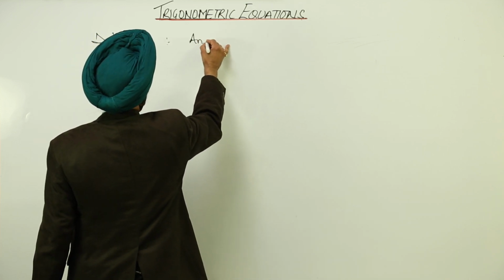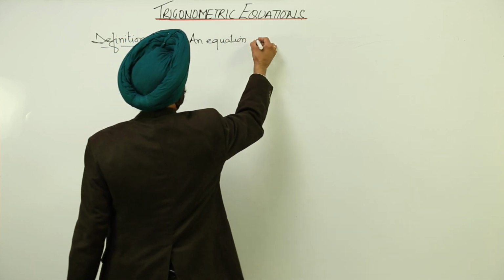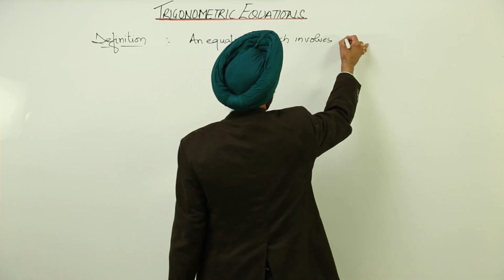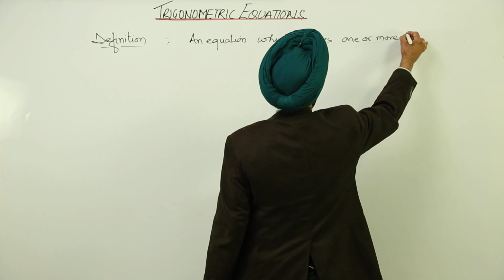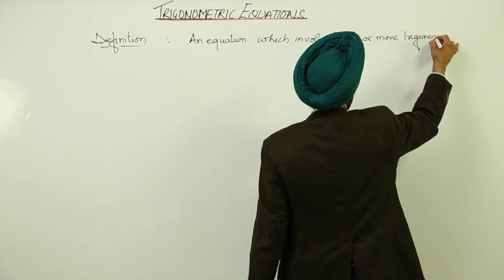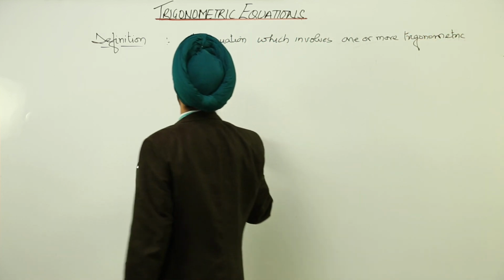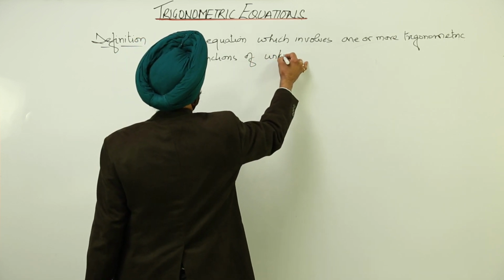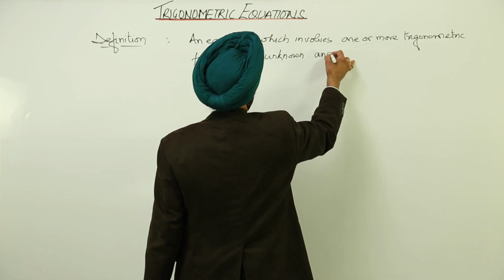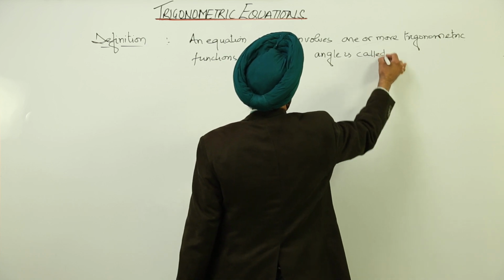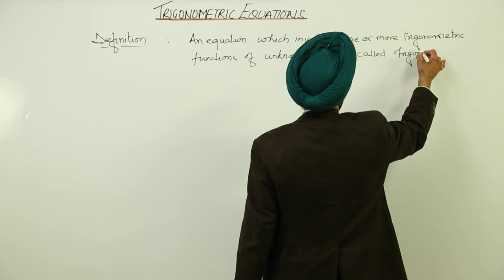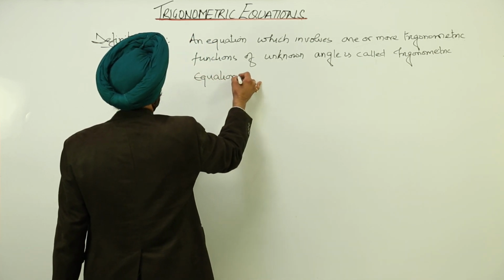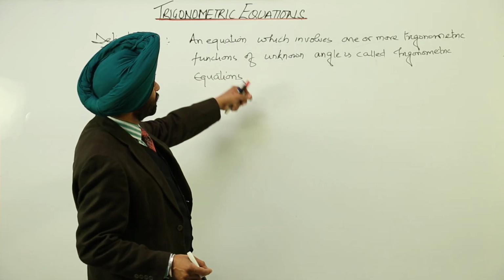Now, an equation which involves one or more trigonometric functions of unknown angles is called a trigonometric equation. An equation which involves one or more trigonometric functions of unknown angles is called a trigonometric equation.